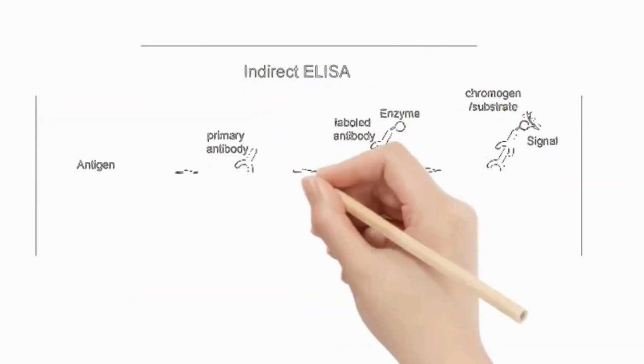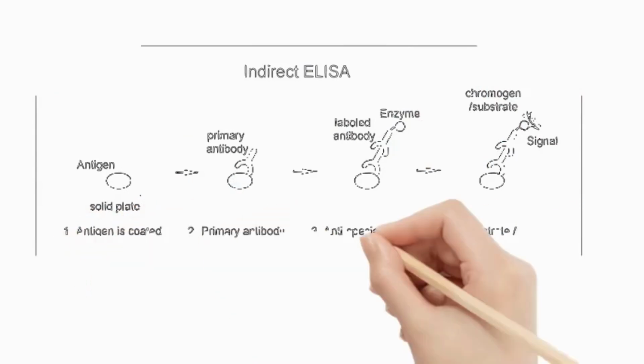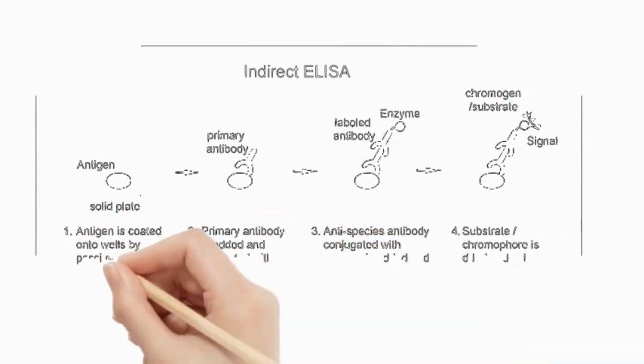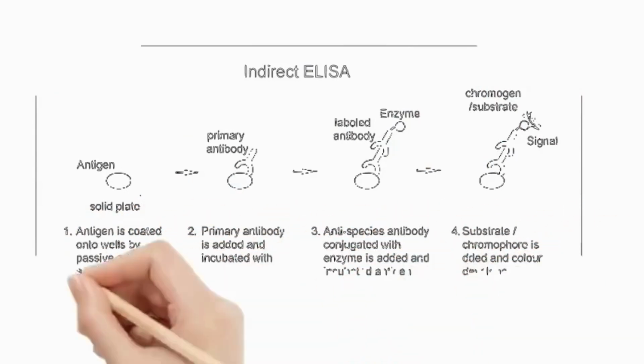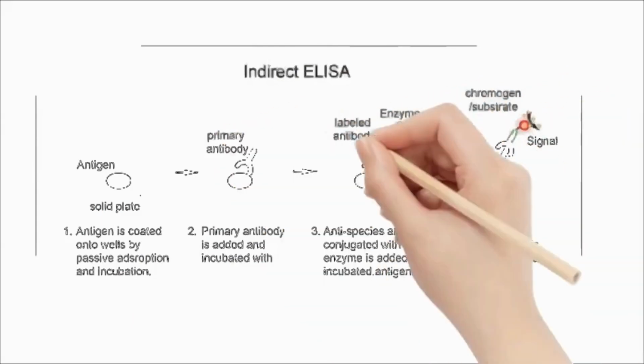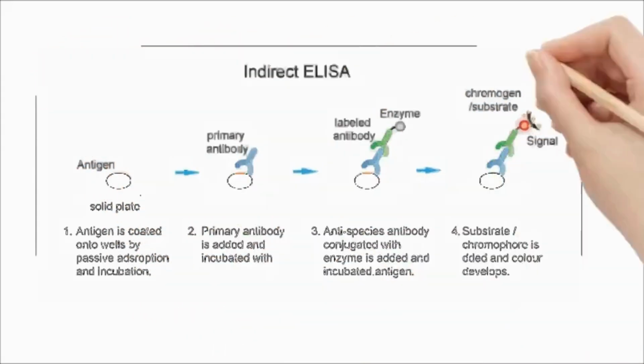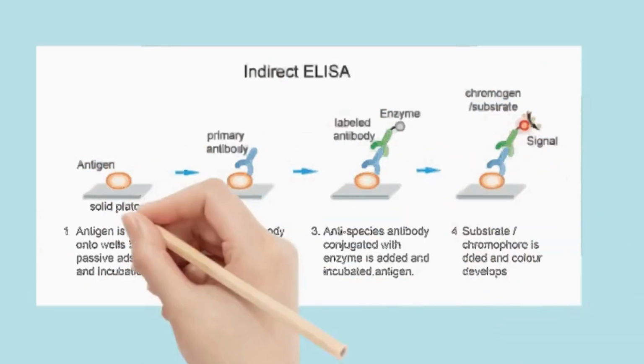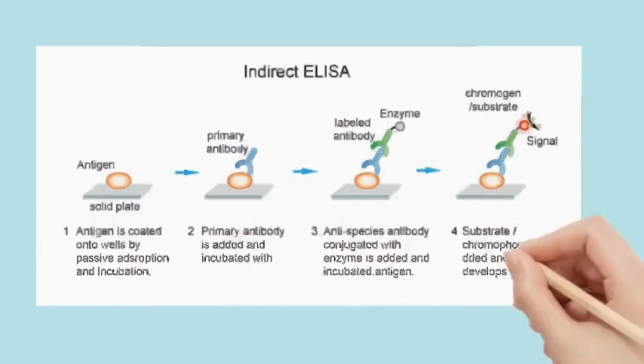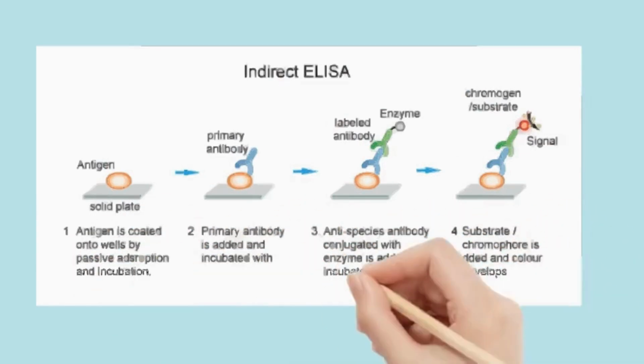Now indirect ELISA is a two-step ELISA which involves the binding process of a primary antibody and labeled secondary antibodies. The primary antibody is incubated with the antigen, followed by incubation with the secondary antibodies.